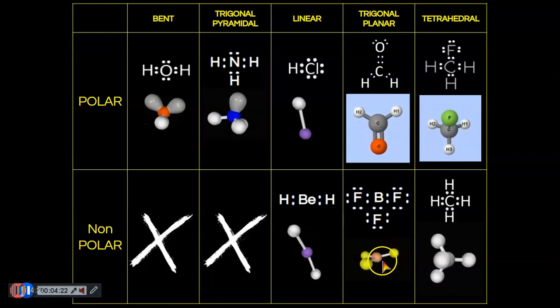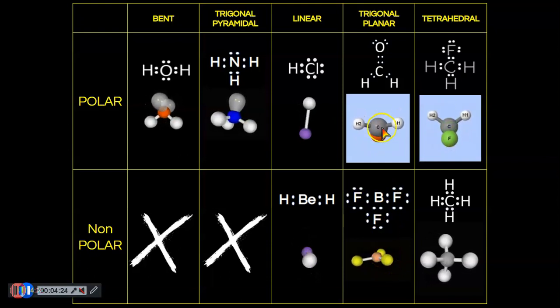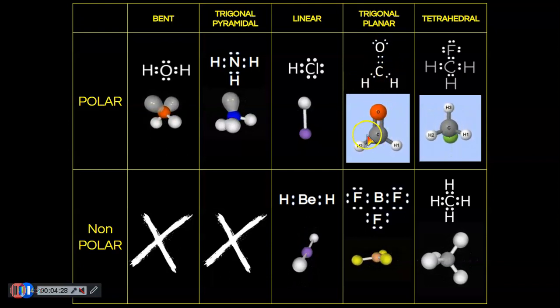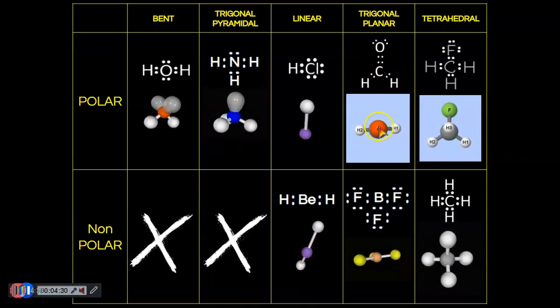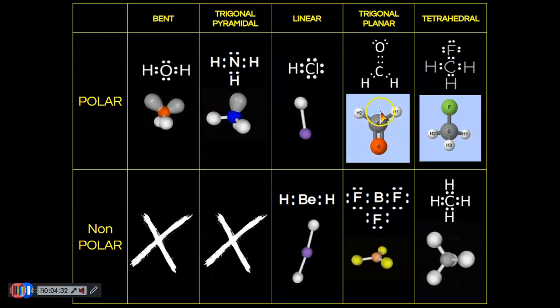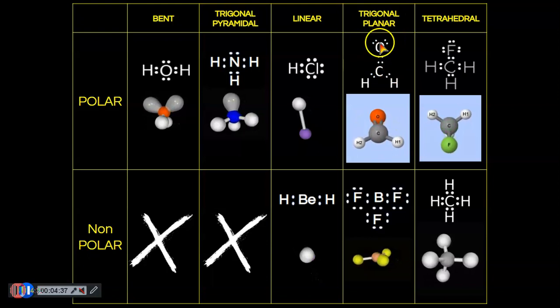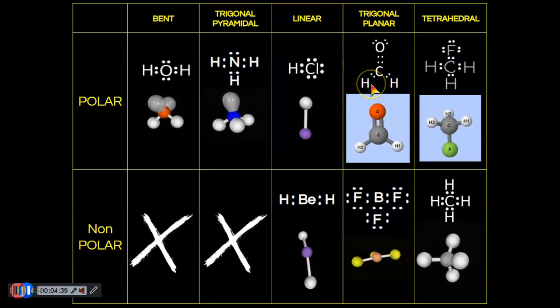So that's going to be nonpolar. It's not going to have a positive or negative end. But this one is also trigonal planar, but look, it's not symmetrical. Now we have this oxygen floating out at the end, so we're going to have this overall negative charge down by the oxygen, and the hydrogen is going to be more positive.